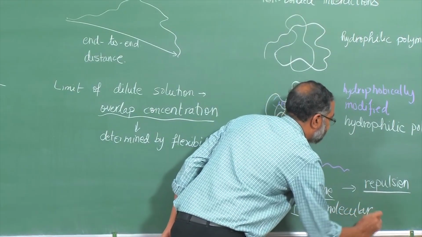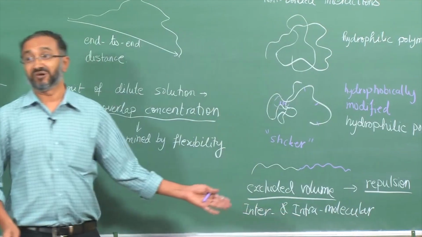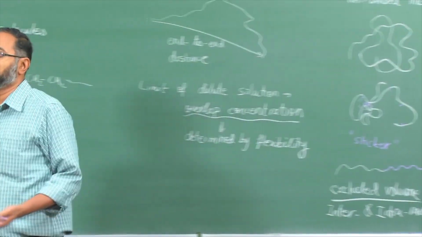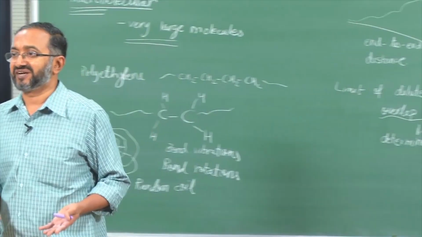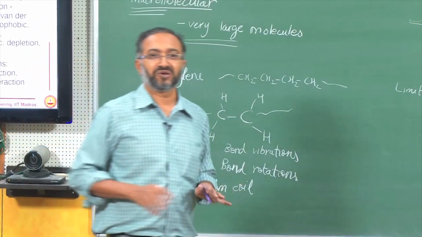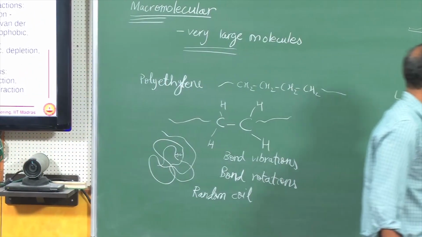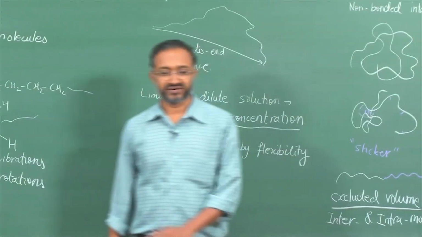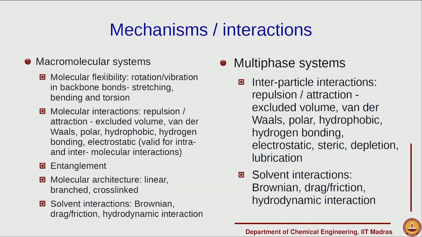And this intra is important because it is a macromolecule. In case of small molecules there is only intermolecular interactions, but because we have a macromolecule which is very large, we have intramolecular interactions also very important. Now, the next feature that we will look at is valid when we have very high concentrations.